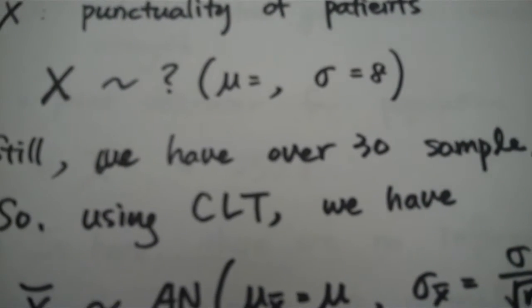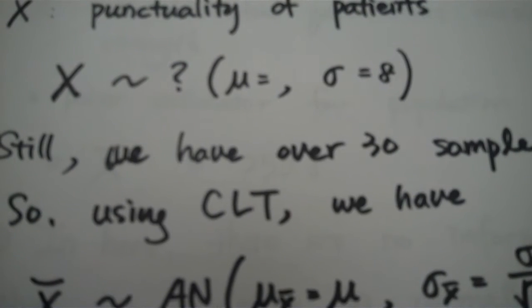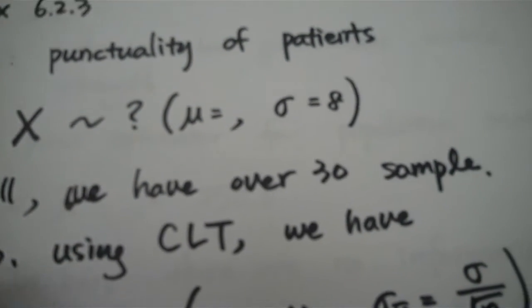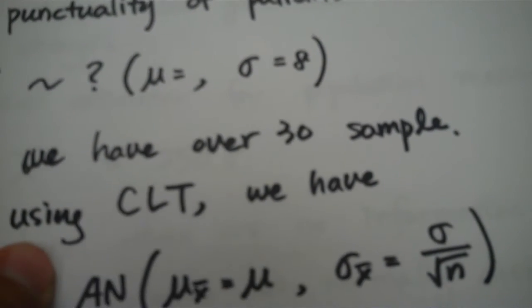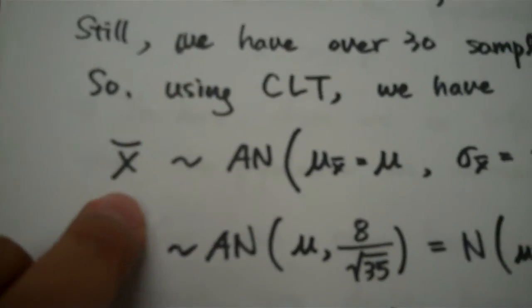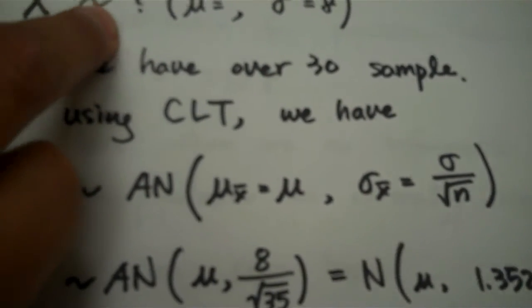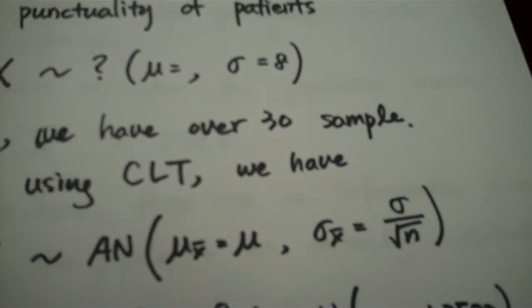But in here, the sample size is over 30, that is 35 patients. So, using the central limit theorem, X bar follows approximately a normal distribution, even if the population doesn't follow a normal distribution.